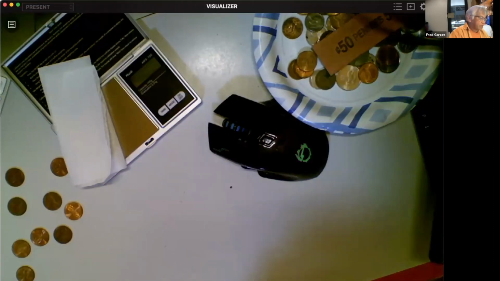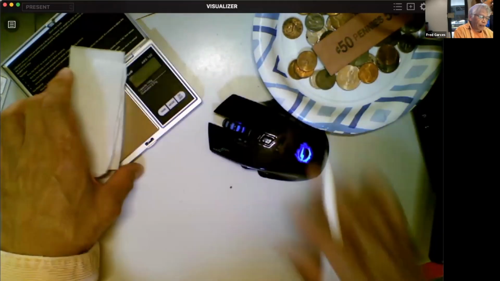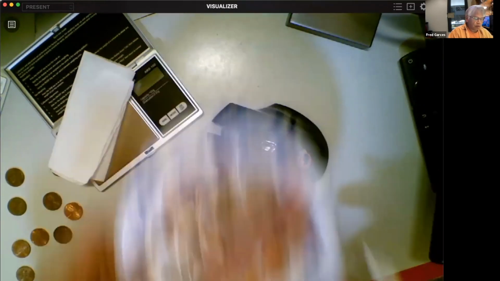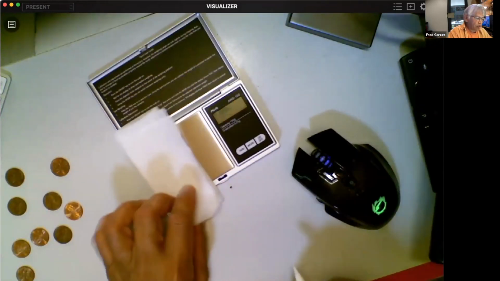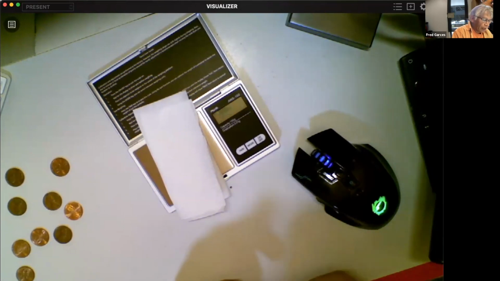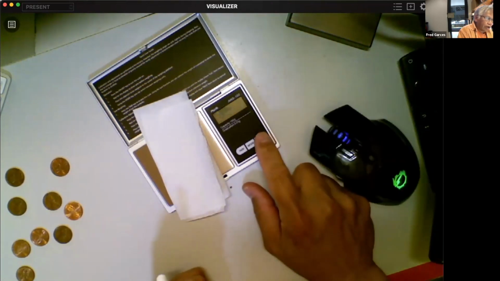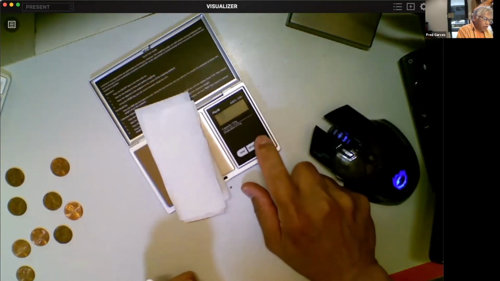So you should see my desk right now, and here are my coins. Okay, I was able to dig out some coins. I actually have more, but I found enough of the pennies. This is my scale. The first thing that you want to do is make sure it works. And then you want to turn it on right here, and it should turn blue.